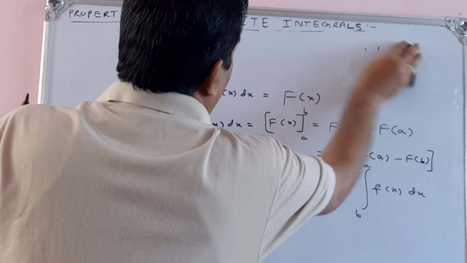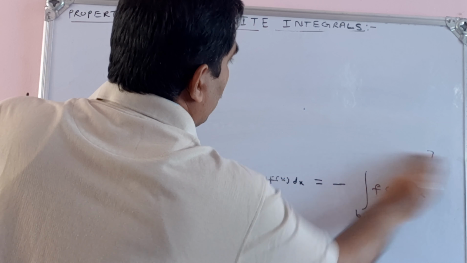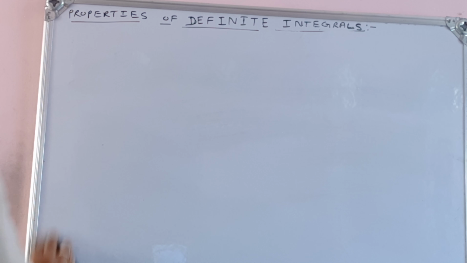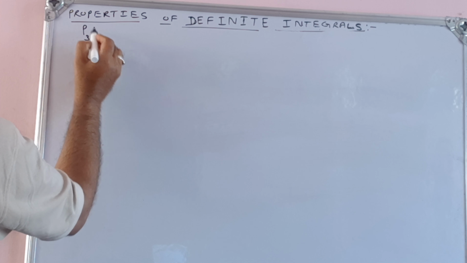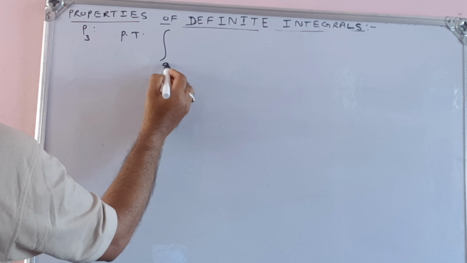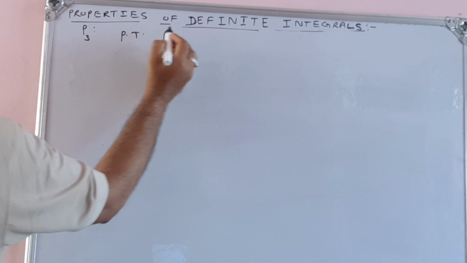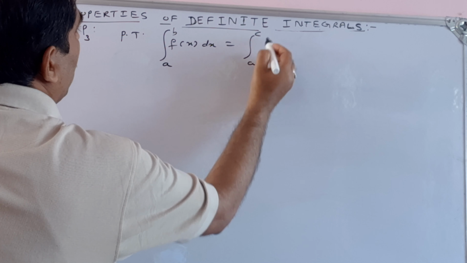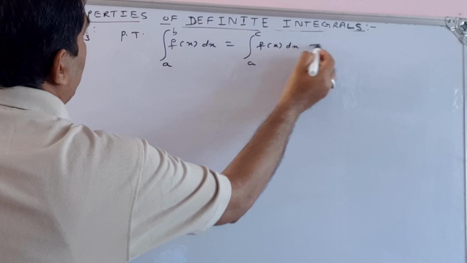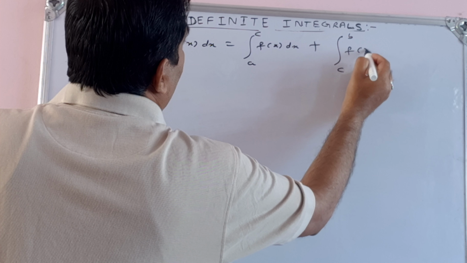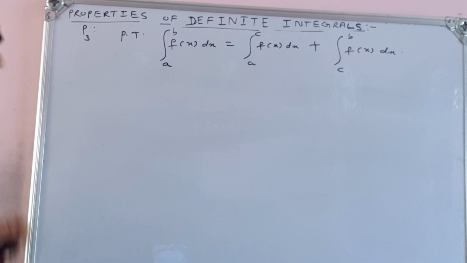So let us consider the next property. The third property, let me write this as P3. This says that the integration of a to b f of x dx is equal to the integration a to c f of x dx plus the integral of c to b f of x dx. A very important property, the third property.